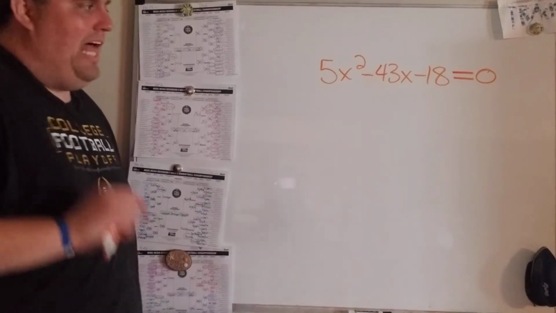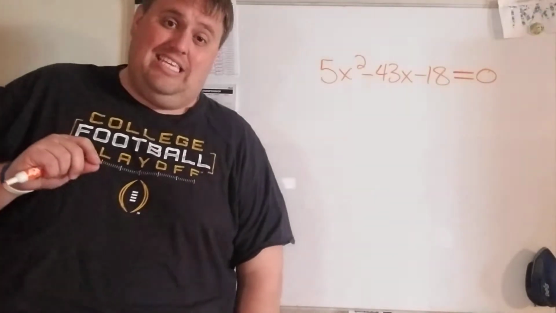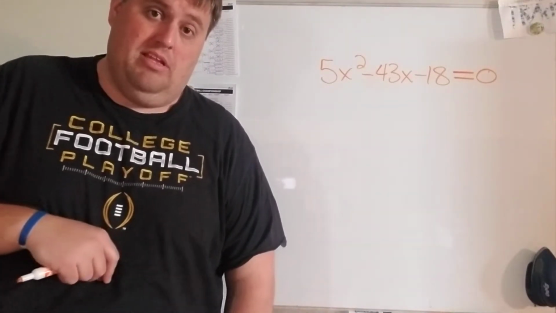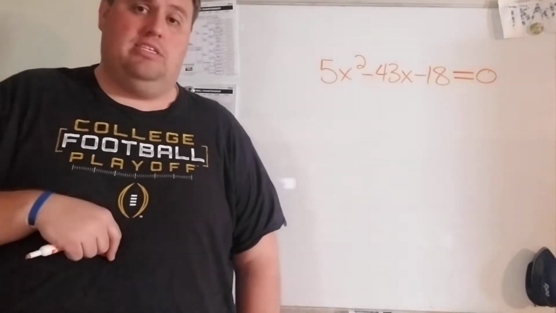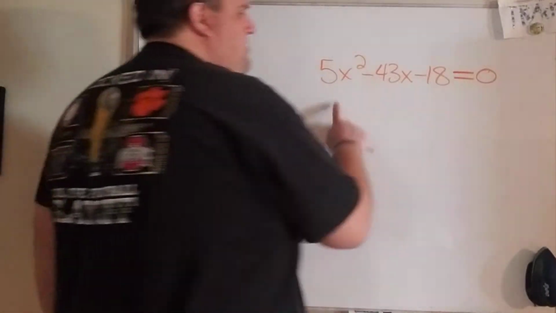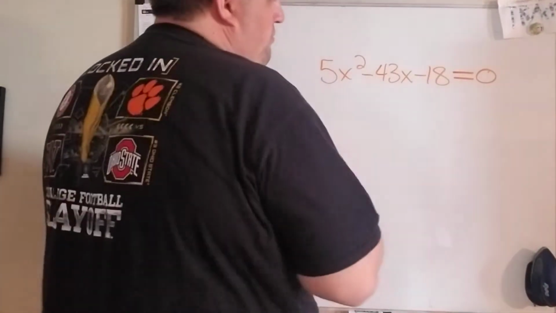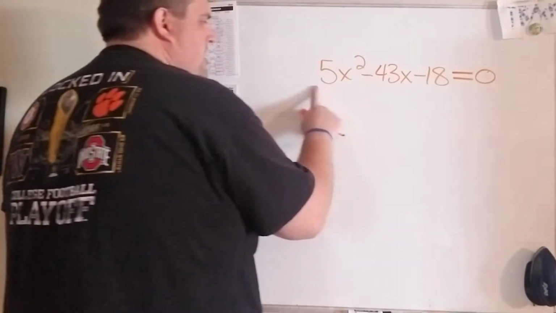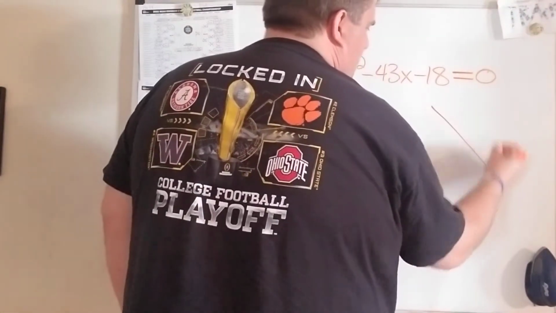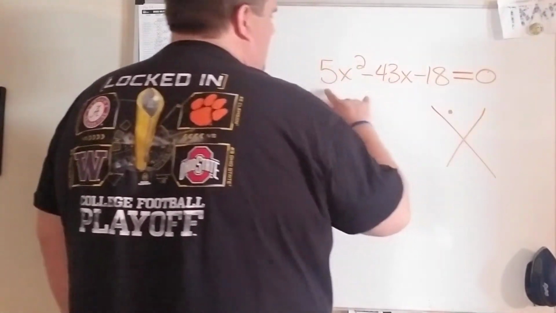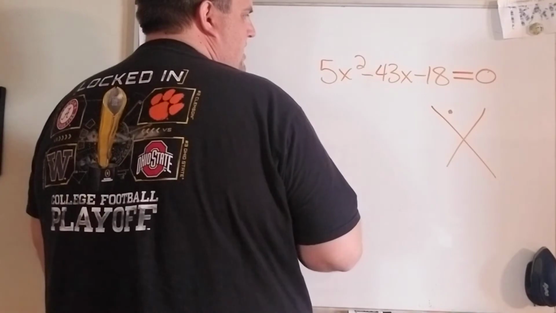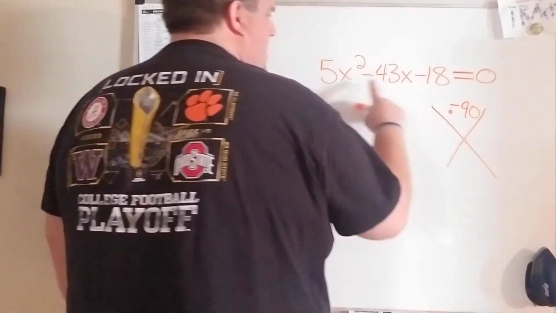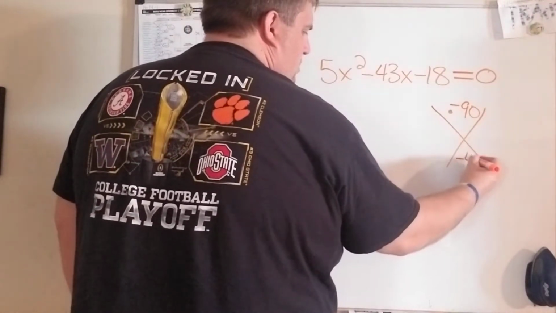What we would like is to see if this thing factors. That's always my first step. Look at it: can I factor this function? If I can factor this trinomial into two binomials, that will really, really help us out in solving. So it looks like we have an a coefficient. I want something that multiplies to 5 times negative 18, which is negative 90, and adds to give me negative 43.